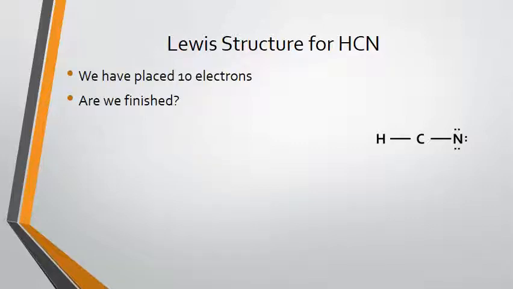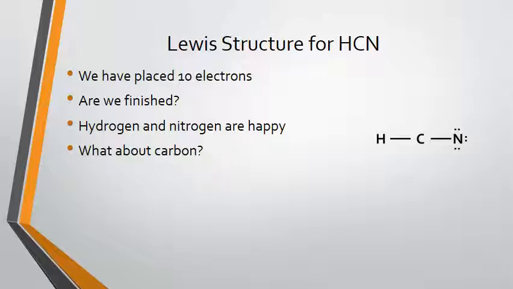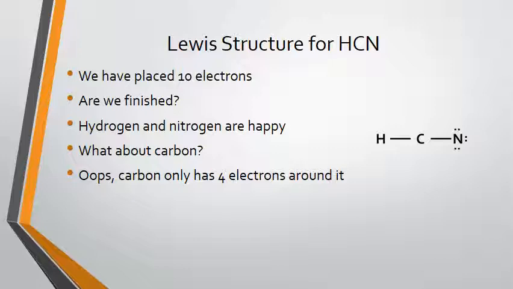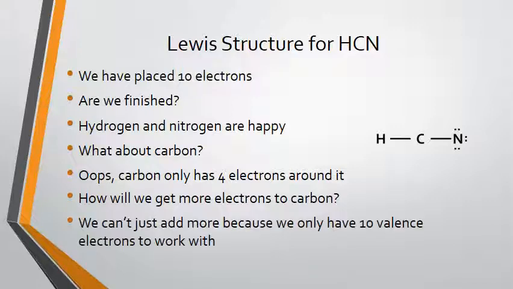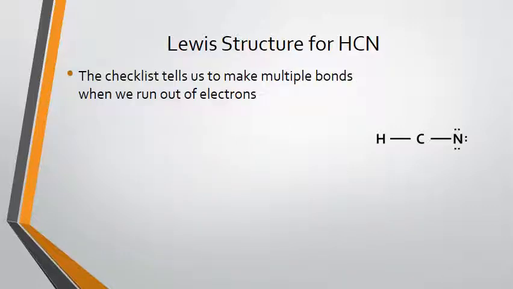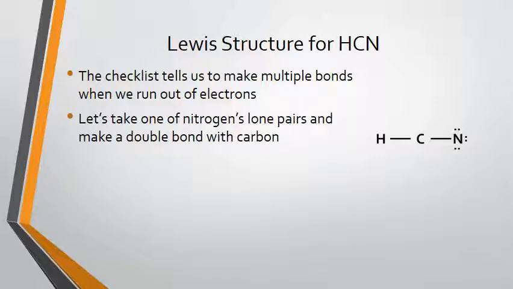We've placed our 10 electrons. Are we finished? Hydrogen and nitrogen are happy, but carbon is not. Carbon only has 4 electrons and it wants 8. So how do we get more electrons? We can't just add because we've used all our valence electrons. It says we make multiple bonds when we run out of electrons.